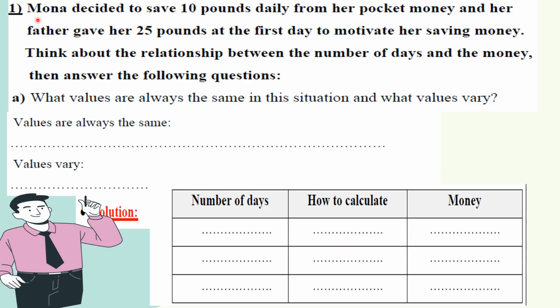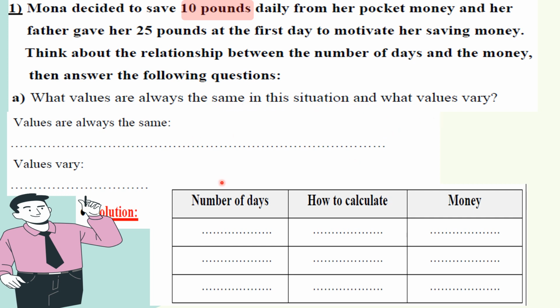In number 1, Mona decided to save £10 daily from her pocket money, and her father gave her £25 on the first day to motivate her to save money. Think about the relationship between the number of days and the money. Then answer the following questions. In letter A, what values are always the same in the situation and what values vary?